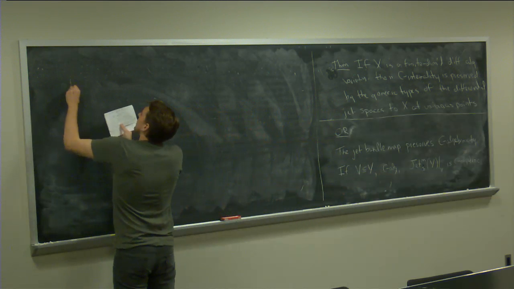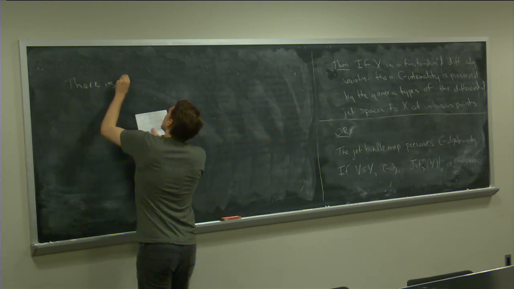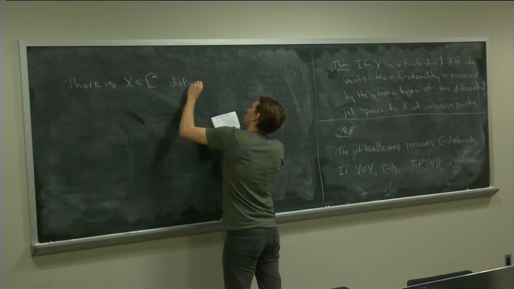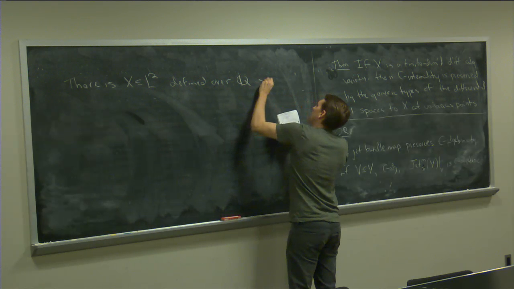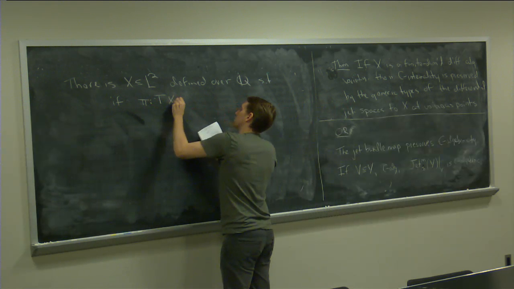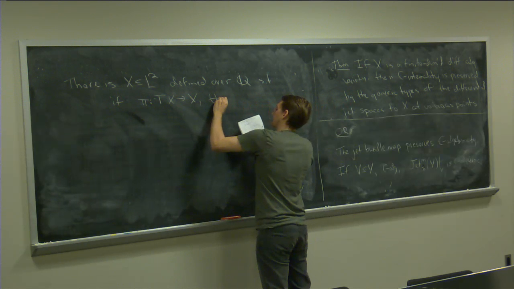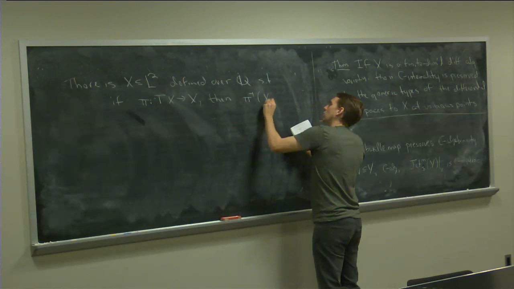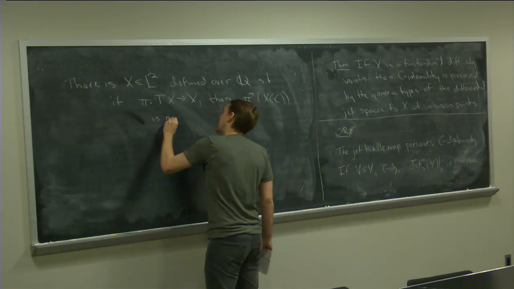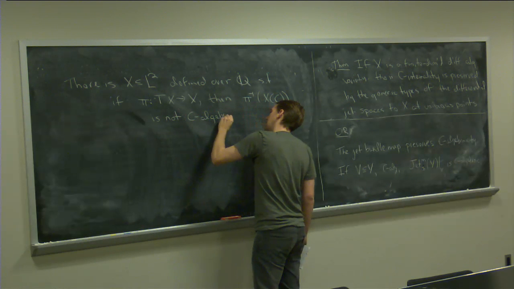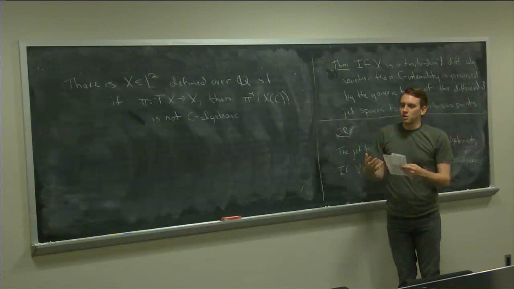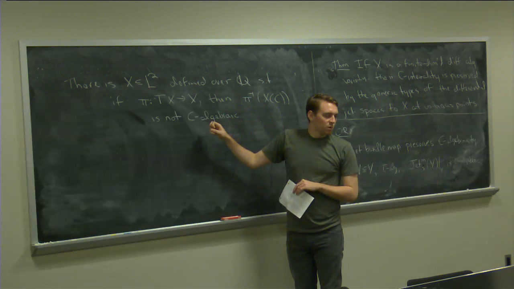So this example, there's a variety in two space, defined over the rationals. If you look at the tangent bundle, which I call T_X to X, and you look at the fiber over the constant points of X, then this is not C-algebraic. The constant points of X are trivially C-algebraic because they live in the constants. But if you take the fiber over it, you get something that's not C-algebraic.